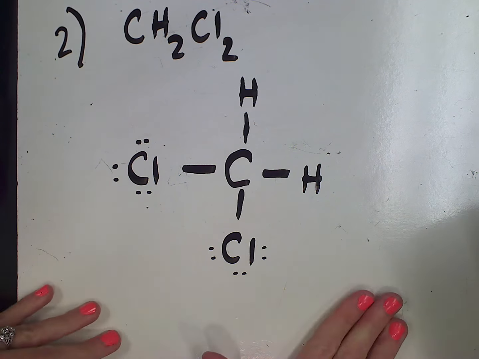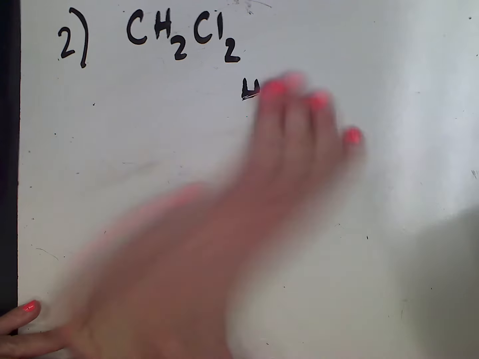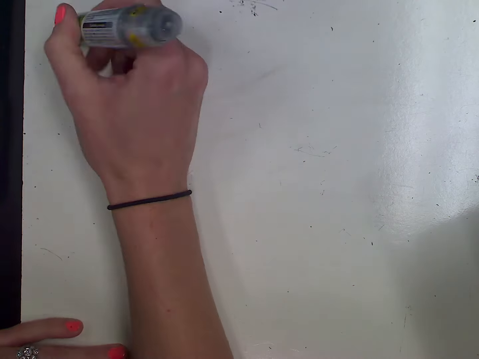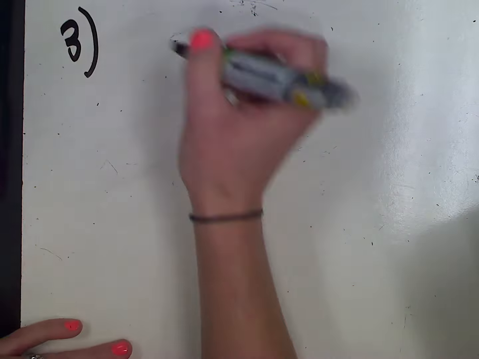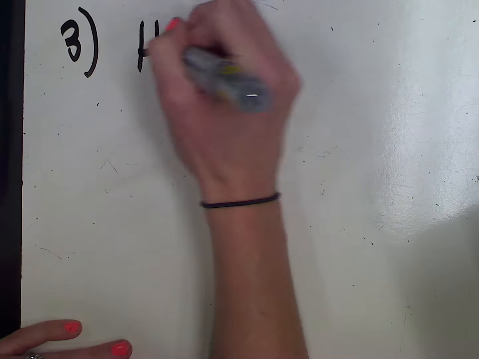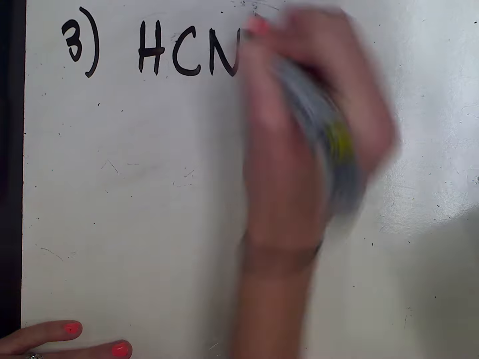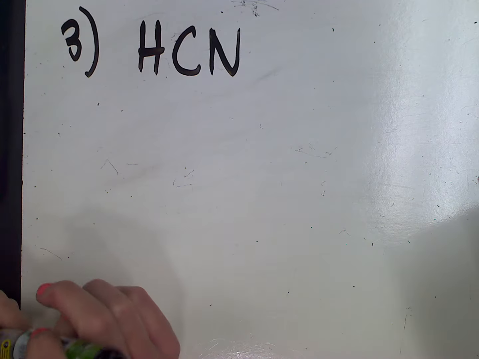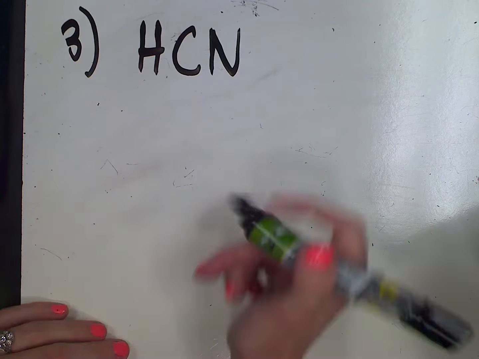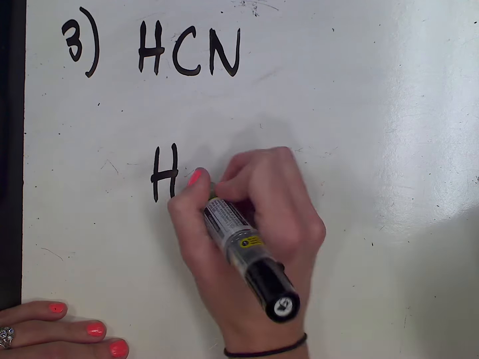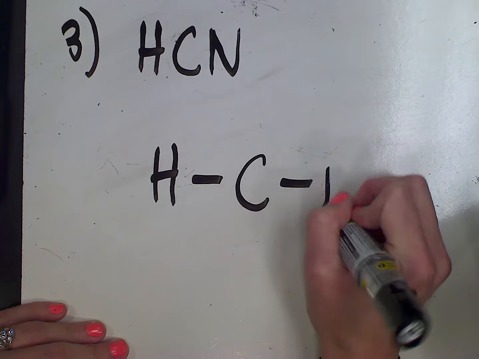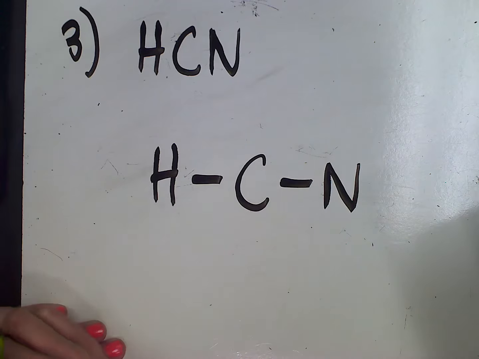Let's go for something that's a little bit more difficult. All right, so we're going to do HCN. Okay, in this case, there's only 1 of every single element, so what we're going to do is just draw them in a line the way they're written. So H bonding to C, bonding to N. Okay, that's what you do when they are just all single elements.